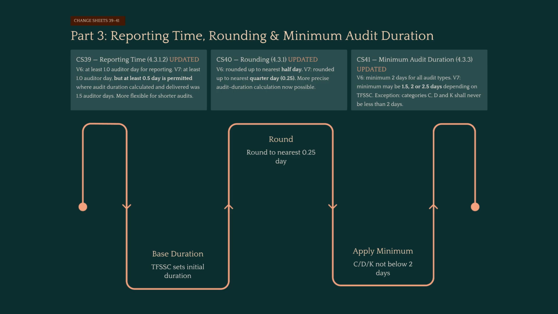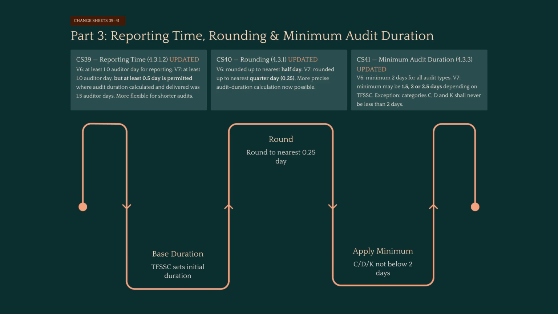Let's review the changes in Part 3 concerning reporting time, rounding, and minimum audit duration. First, regarding reporting time, which is detailed in Section 4.3.1.2. Under Version 6, the requirement was a minimum of 1.0 auditor day for reporting. Version 7 retains the requirement of at least 1.0 auditor day, but introduces flexibility for shorter audits. Specifically, 0.5 day is permitted where the calculated and delivered audit duration was 1.5 auditor days. This provides more proportionality for shorter engagements.